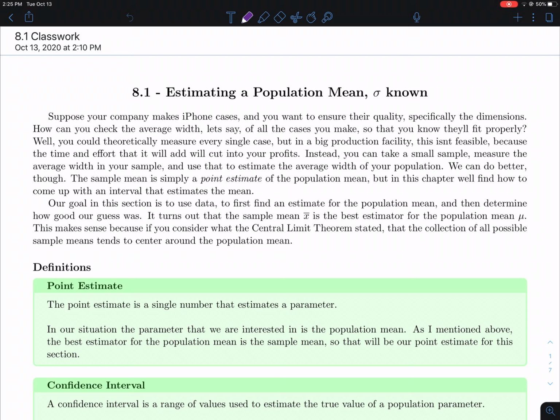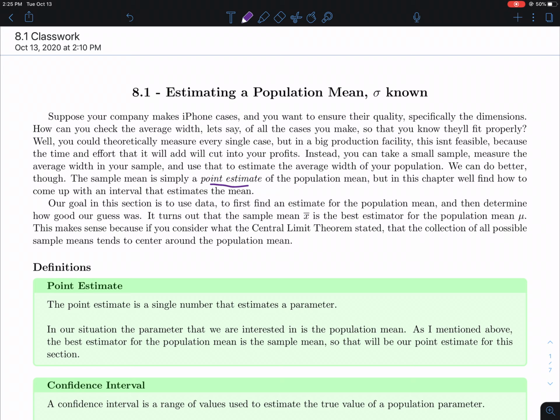Now we know we can use the sample mean as a way to estimate the population mean, and I kind of mentioned that in this section. This is what's called the point estimate of the population mean. But the downside is that saying the sample mean is this, so I assume the population mean is the same thing, isn't necessarily true and doesn't necessarily give us a lot of confidence.